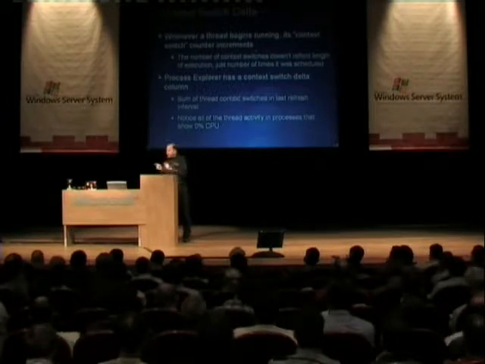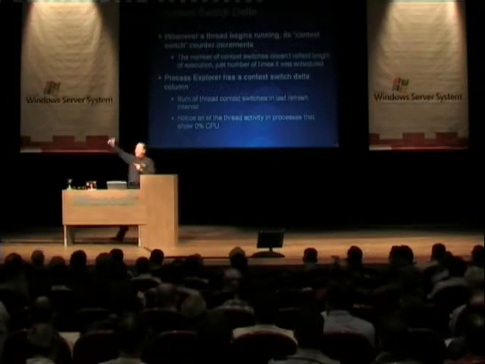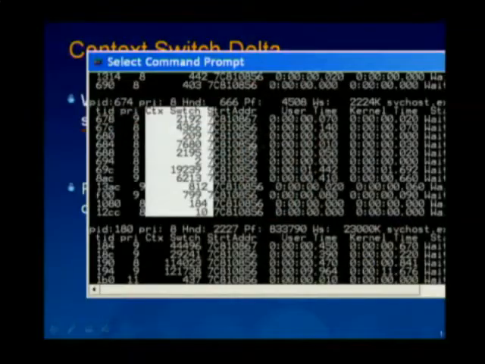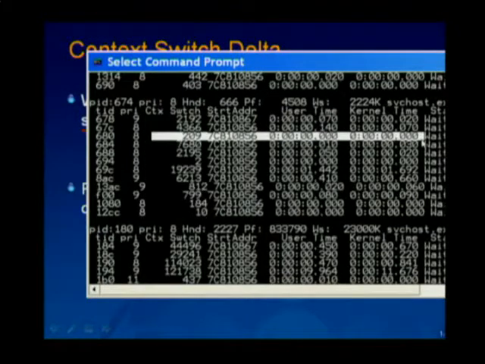But the number of context switches doesn't tell you how long it ran. It tells you how many times it began running, not how long it ran. But it is an interesting way to get an idea of thread activity. For example, looking at this process, I can tell that the thread that never ran really ran 209 times.